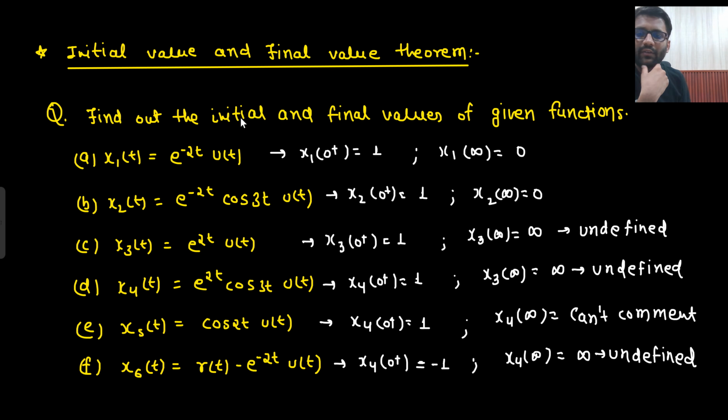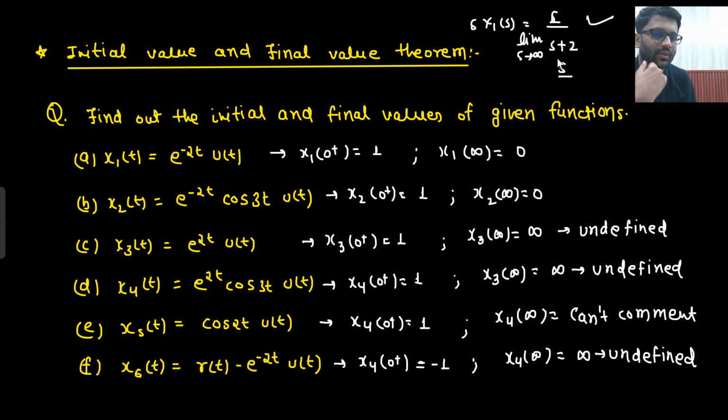You can find out for this kind of example: what is your X1(s)? That is 1 upon s plus 2. Proper? Yes. So multiply with s and now put the limit s tending to infinity. If s is tending to infinity, s plus 2 can be replaced with s, because s is very much larger than 2. So both get cancelled out. What is the answer you are getting? 1. Are you getting the same answer? Yes. So this is how you can solve it.